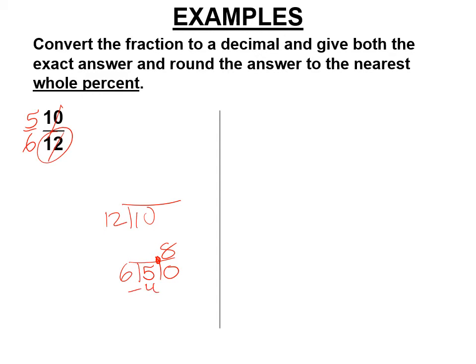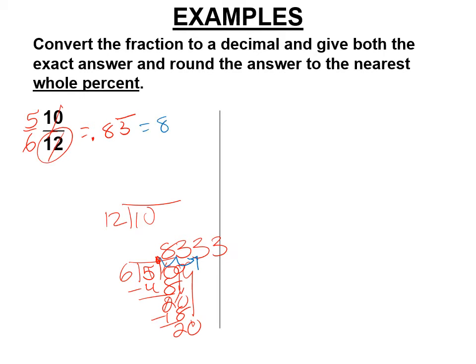6 times 8 is 48. Remainder 2. In fact, we did this one the other day. 6 into 20 goes 3 times. 3 times 6 is 18. Remainder 2. Bring down the 0. 6 into 20, and you get this. So you get 0.8 with 3 repeating. As I said on the last screen, I would move the decimal down here. So the percent is 83.3 repeating percent, and since this last 3 here is smaller than 5, you're going to stay at 83%.